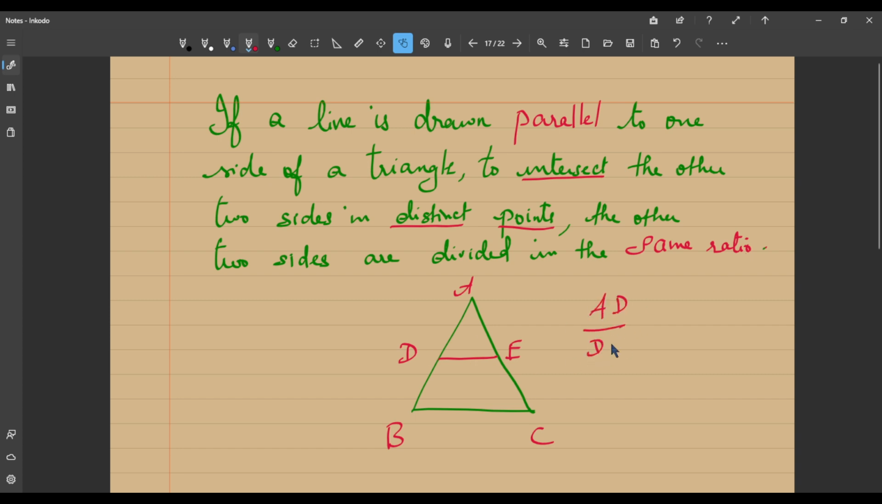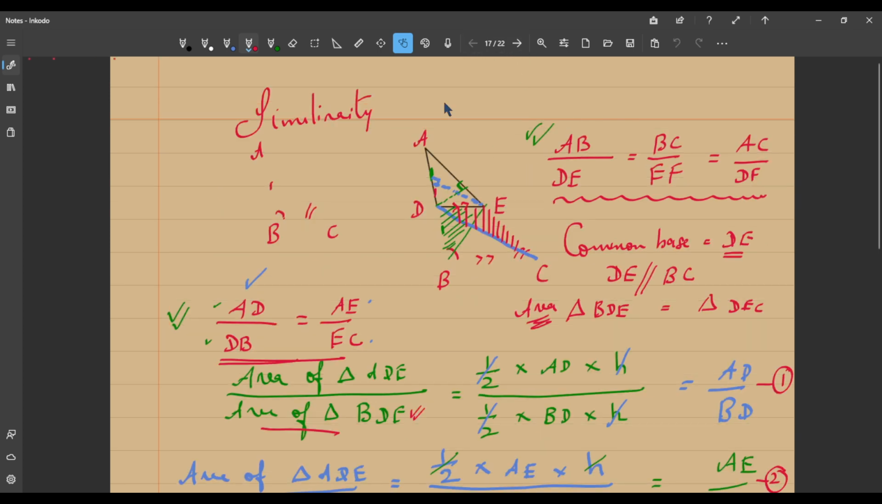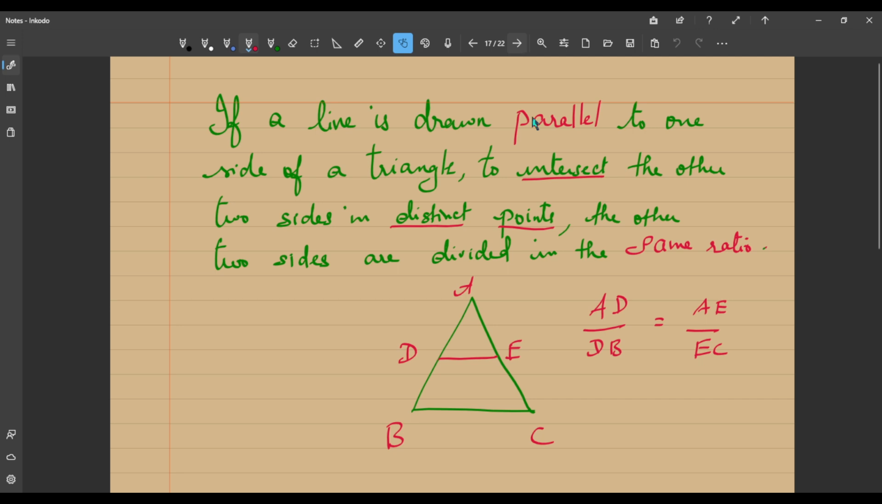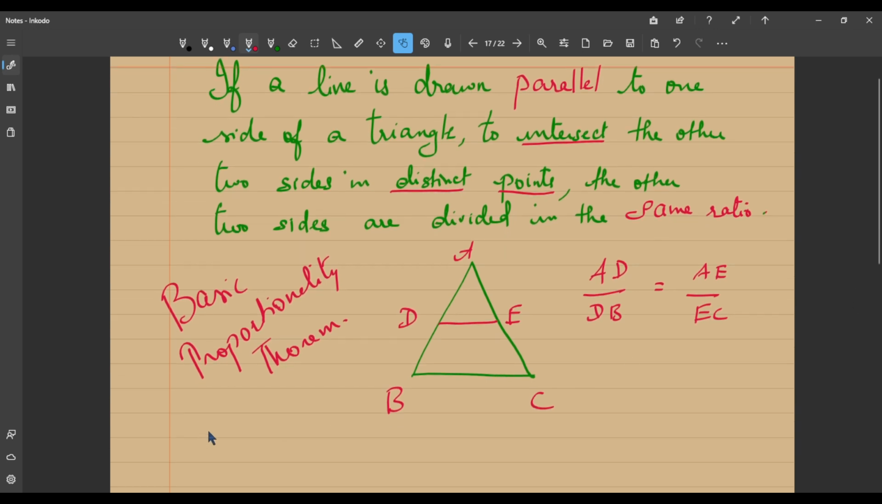So it says AD by DB is equal to AE by EC, which is what we proved on this page, isn't it? AD by DB is equal to AE by EC, and this in your textbooks is quoted as the most famous Basic Proportionality Theorem. This is the Basic Proportionality Theorem. And this was found by a mathematician called Thales. This is also known as the Thales Theorem, but we have arrived at the theorem in almost a similar way in which Thales himself would have arrived at this theorem, isn't it?